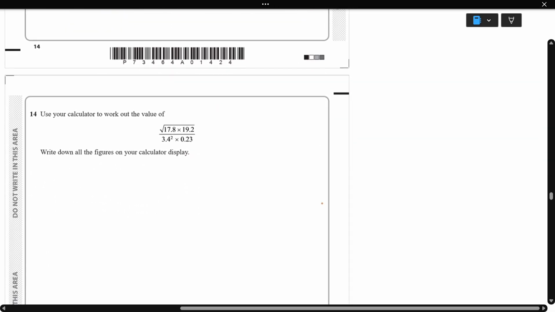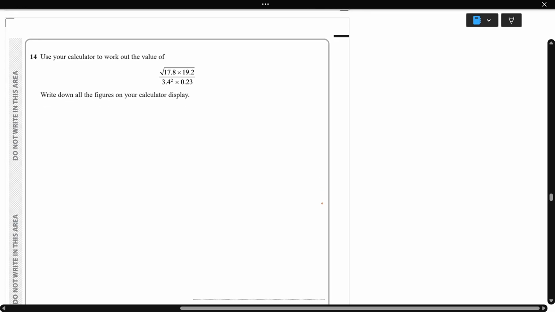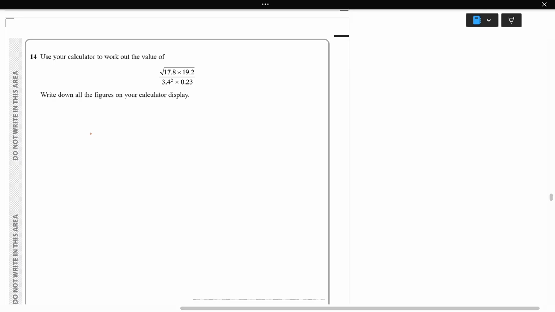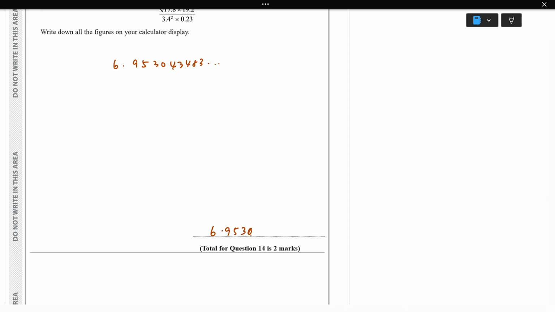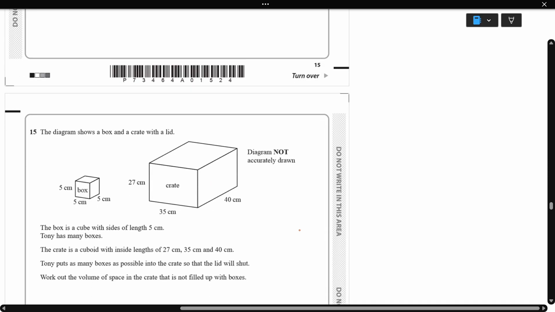Next, use your calculator to work out the value. So just type it in the calculator and we'll get the answer. The answer is 6.95304348. So I'll write here 6.953043483. Okay, so let's go for the next question.